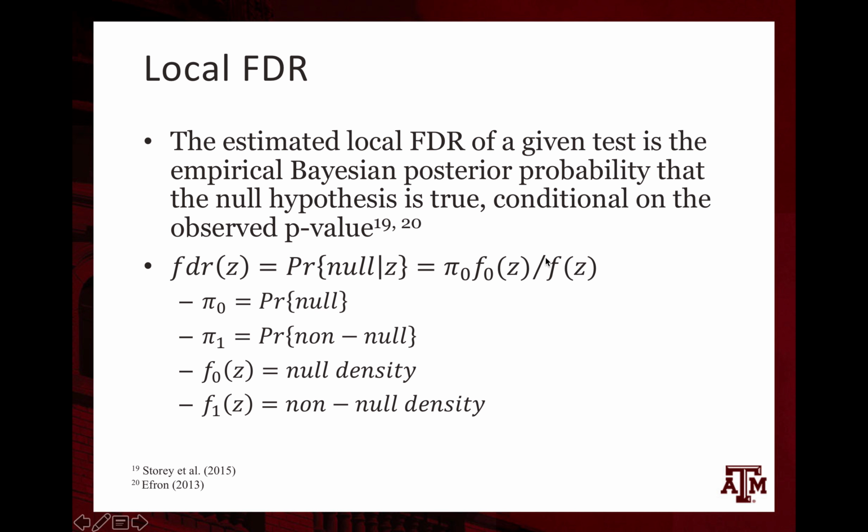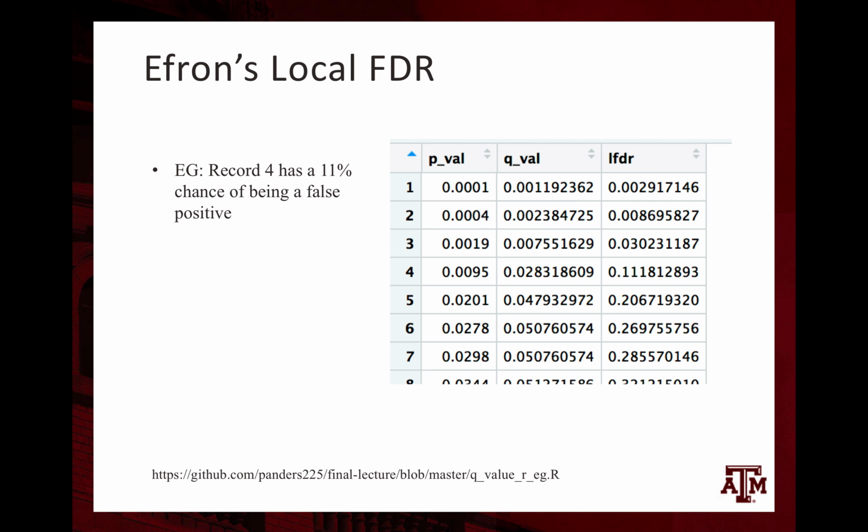I think the easiest way to see this is just to see the output. This is something that can also be calculated with the qvalue package. Because it's Bayesian, it has a very nice, intuitive probabilistic output. You can see record 4. What this is indicating in this LFDR column is that this record has an 11.2% chance of being a false positive. So I think that's pretty nice.